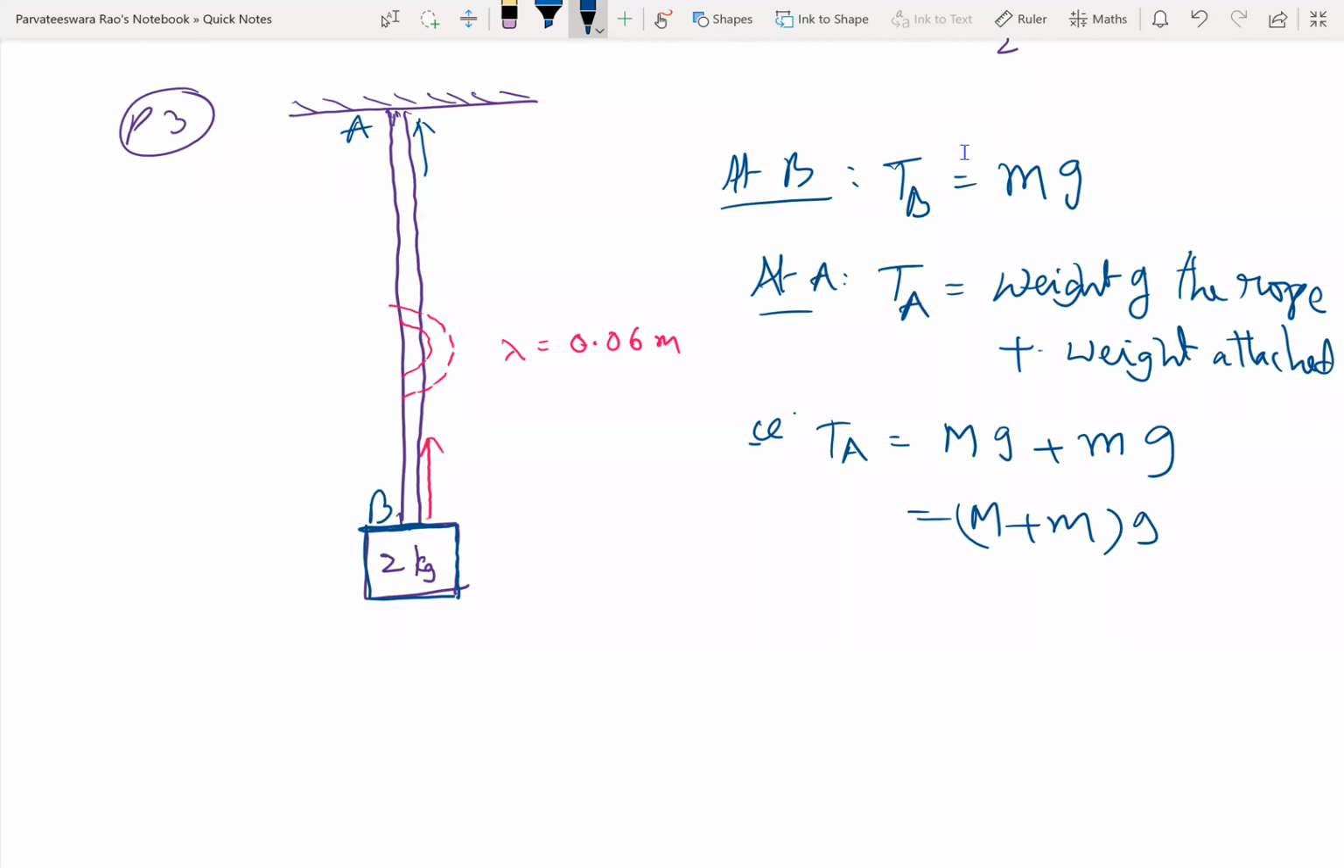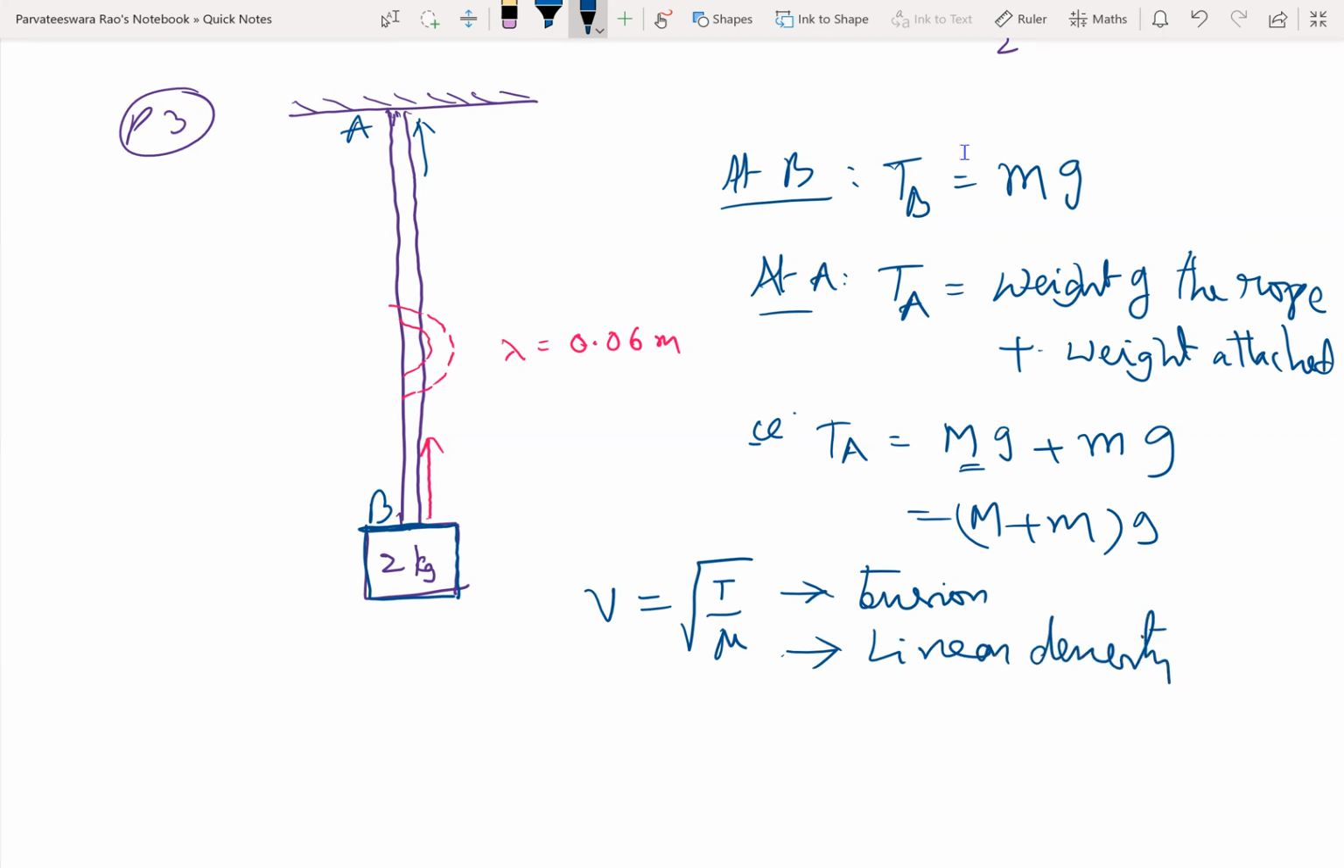If it is a massless string, then we don't consider this, so wavelength remains the same. Because the rope has got mass, we have to do like this. And I gave the formula for speed of transverse wave in a rope as root of T by mu. T I said tension, mu I said linear density. If you see the videos, you will understand. Linear density is given by the formula pi r square rho.